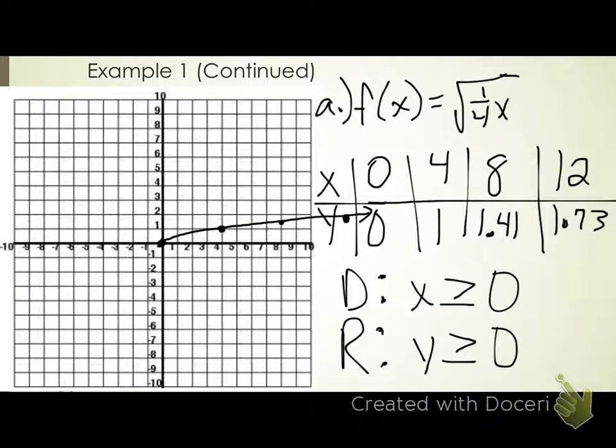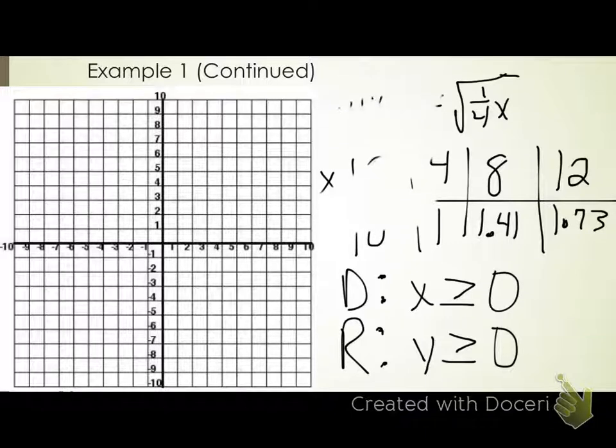Is it always going to be that with square roots? No. We'll see an example here in a second where it's not this. Okay? Questions on A? Not too bad. Can I erase and move to B? Take that as a yes.